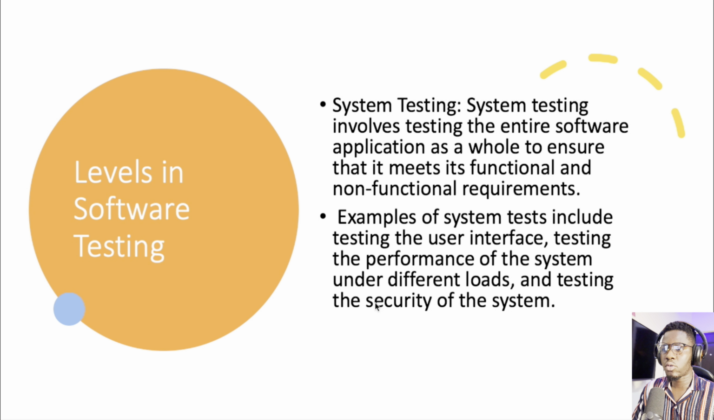Another level of software testing is system testing. In system testing, you test the entire system application as a whole to ensure that it meets its functional and non-functional requirements. Examples of system tests can include testing the user interface, testing the performance of the system, load testing, security testing, and all of that.